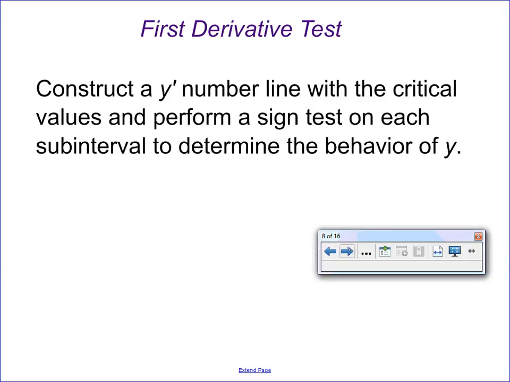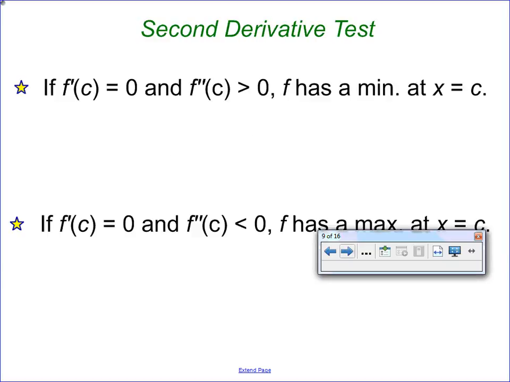We could also use the first derivative test, which we used in today's Bellwork, where we construct a y prime number line with my critical values along it. We may or may not be able to cap that number line, and so it's fine if we don't know the endpoints of my interval. Then we perform a sign test on each subinterval to determine the behavior of y. And then lastly, the second derivative test.